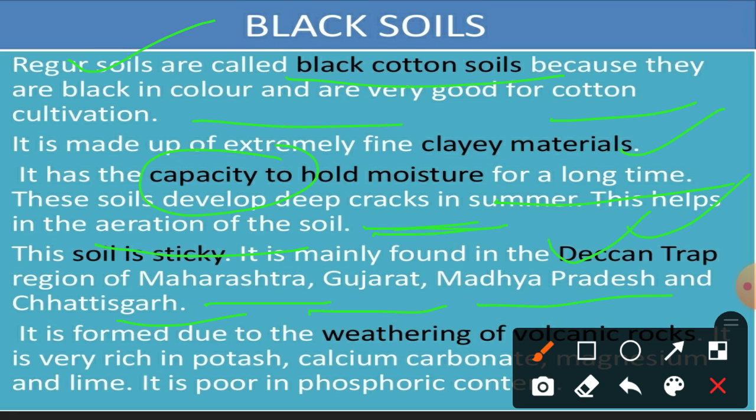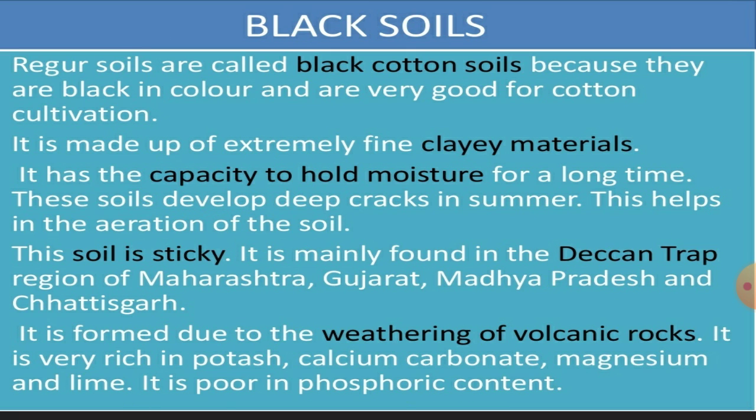It is formed due to the weathering of the volcanic rocks. Volcanic rocks, as you know, are the igneous rocks. So black soil is directly formed by the igneous rock, volcanic rock. It is very rich in potash, calcium carbonate, magnesium and lime minerals, and poor in phosphorus content.